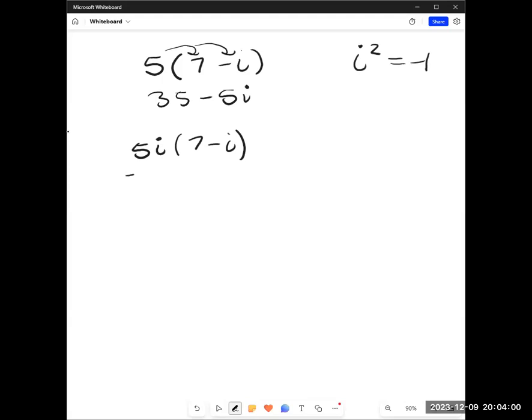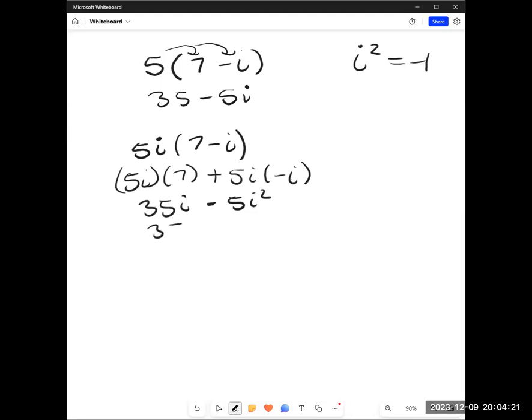So this is going to be 5i times 7 plus 5i times a -i. Again, that's just that distributive property. This is going to be 35i. Then this is going to be minus 5i squared. This is 35i minus 5 times a -1. It's going to be 35i plus 5.